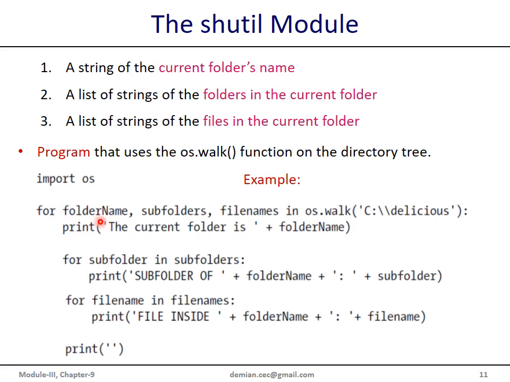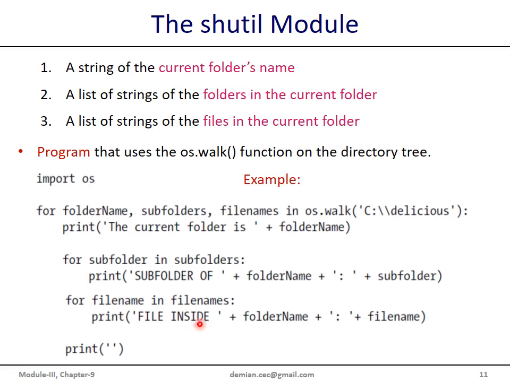First item is the name of the current folder that is recognized for the given iteration, and then a list of strings representing all the subfolders present in that current folder, and a list of strings representing all the file names present in the current folder. This program will just display the current folder name, and this for loop will display all the subfolders present in the current folder for each subfolder in subfolders.